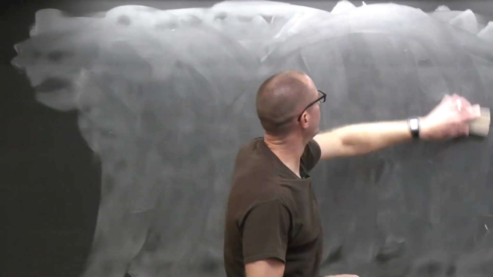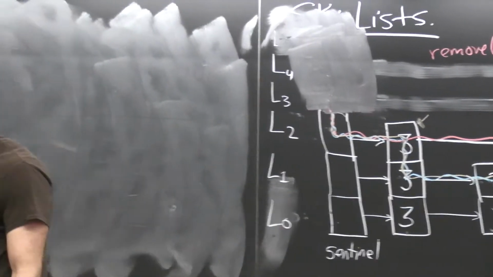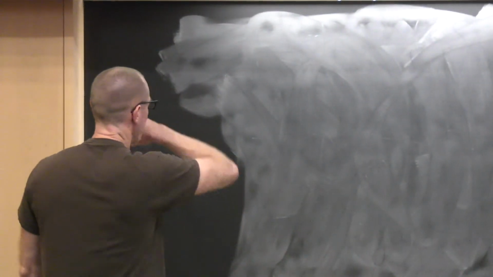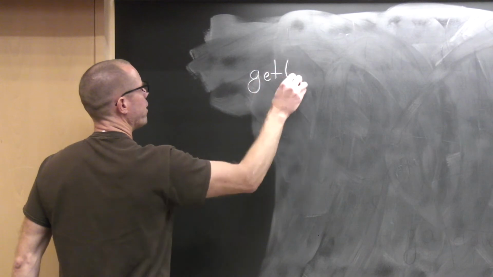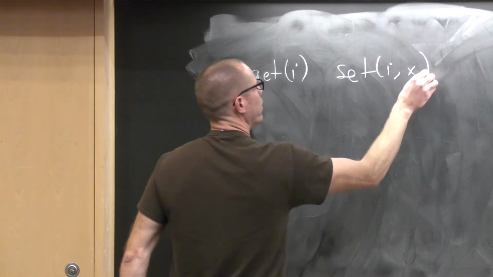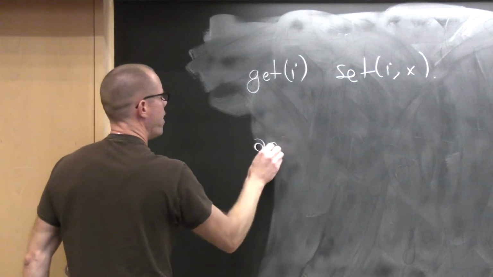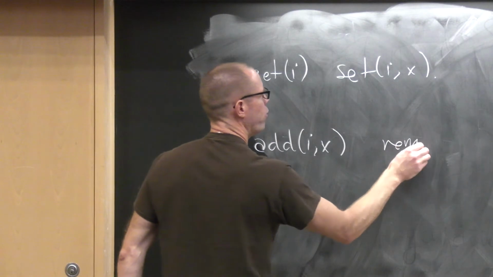Okay, so what about implementing the list interface? So remember, list interface, basically there's get and set, and there's add and remove.